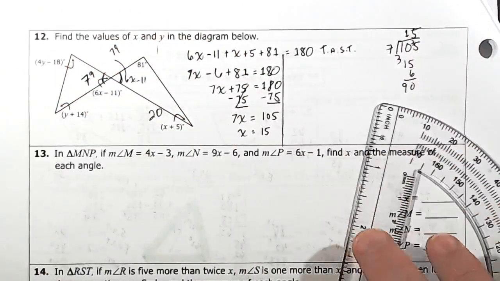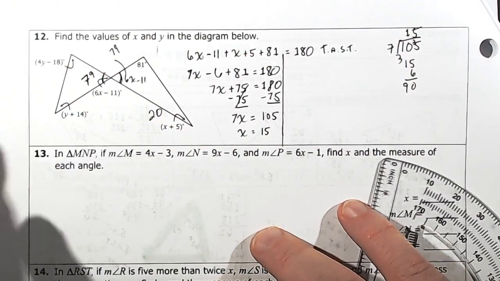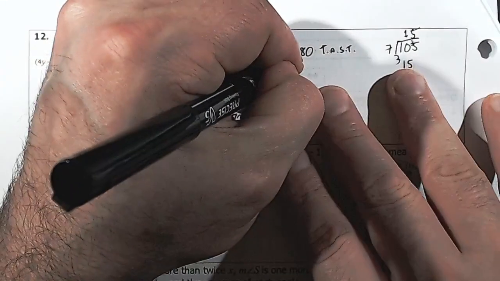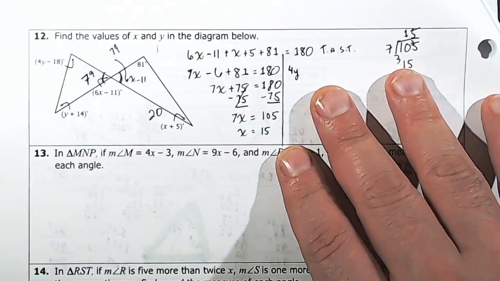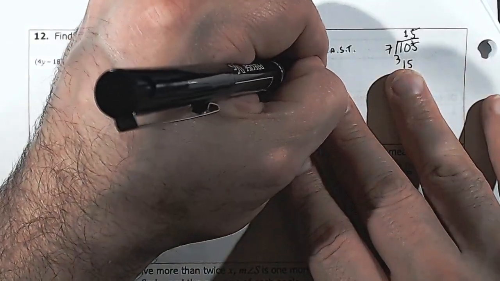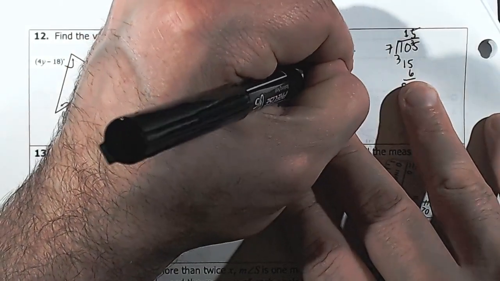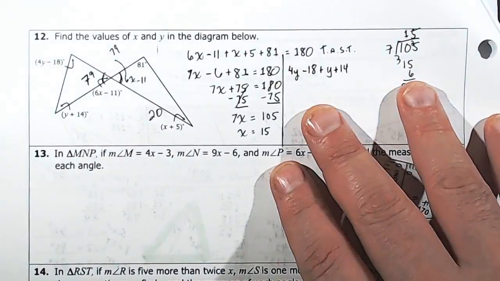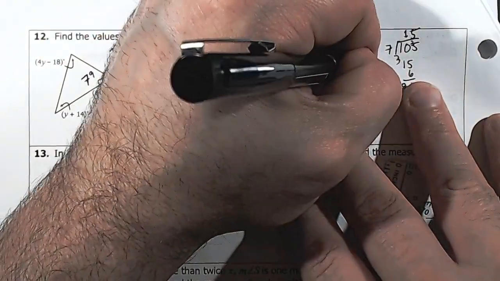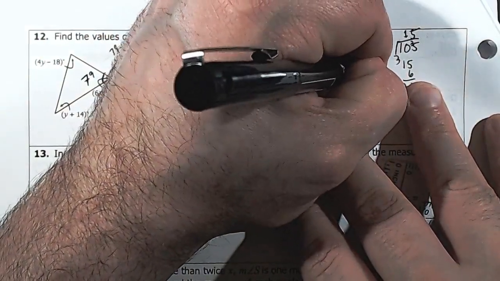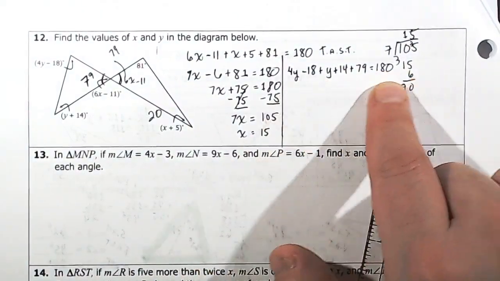To my one criticism of this packet, there's not enough space to do the work. All right, 4y minus 18 plus y plus 14 equals 70 plus 79 equals 180. That's the triangle angle sum theorem at work again.